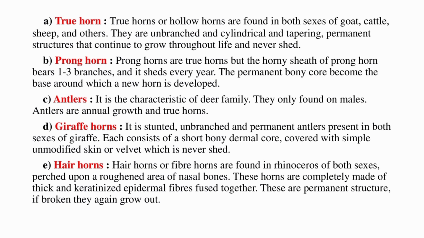They are unbranched, cylindrical and tapering, permanent structures that continue to grow throughout life and never shed. Next, pronghorn. Pronghorns are true horns, but the horny sheath of pronghorn bears 1 to 3 branches and it sheds every year. The permanent bony core becomes the base around which a new horn is developed.